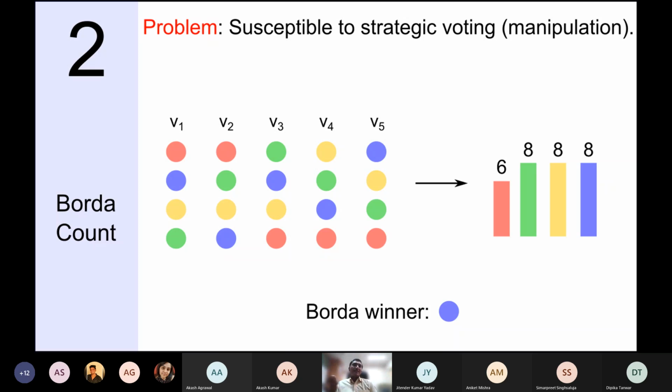You might elect a candidate, and it might so happen that voters have an incentive to deviate. So we are by no means saying that this is the best voting rule out there. This is just a voting rule that has certain problems. Does that sort of address your concern?